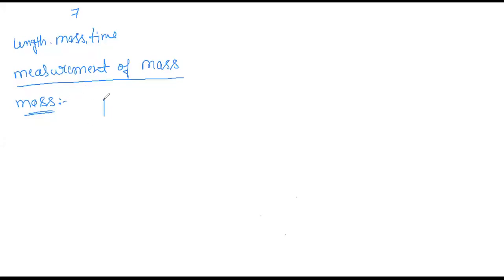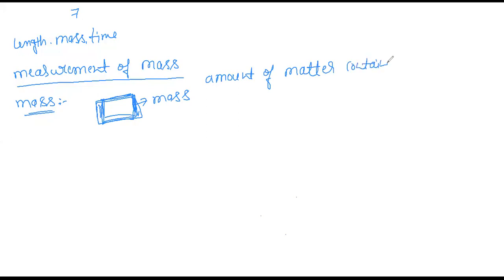Now suppose this is a matter, it has some shape and it has some mass. If a rectangular box is there, it has some mass. This is matter because it occupies some space and has some mass. Mass is the amount of matter. So there is some amount of matter in it, the amount of matter contained in a body. In any object or body we have some amount of matter, that is called mass.